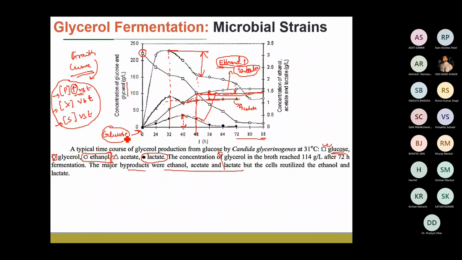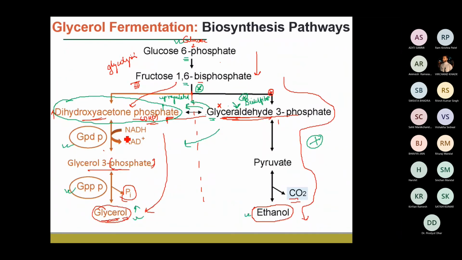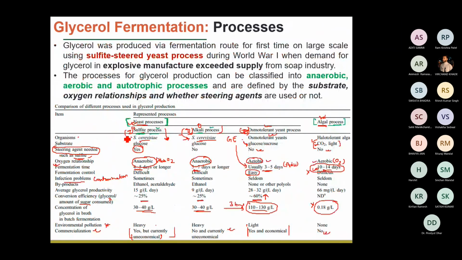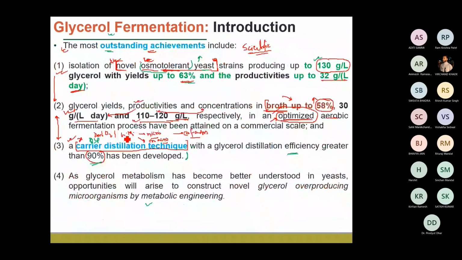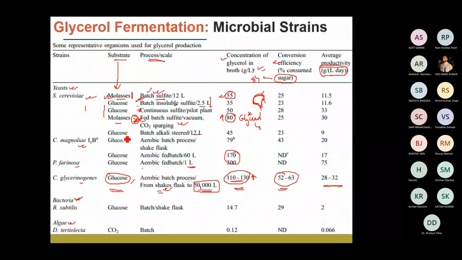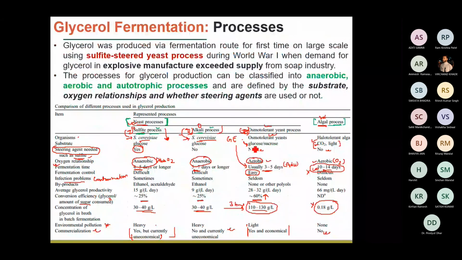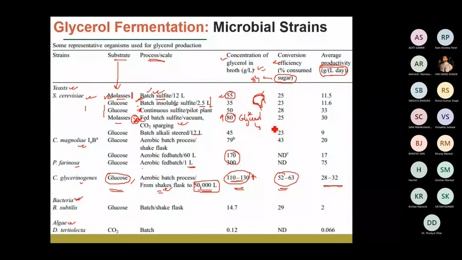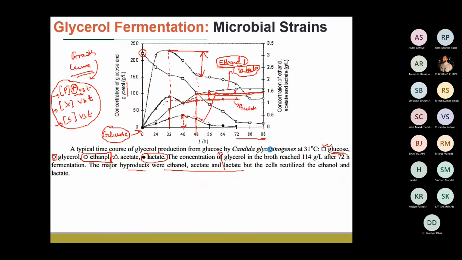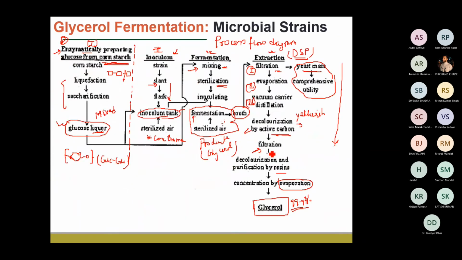However, this tells you the overall process. We have looked into the very basics of glycerol, the advancements made, the biosynthesis pathway, the techniques or processes by which it can be produced, the microorganisms, the different substrates, the different processes, and the general yield, concentration and productivity of glycerol during the fermentation process. Then we looked into the growth curve and how it changes with respect to the fermentation time, finally coming to the process flow diagram.